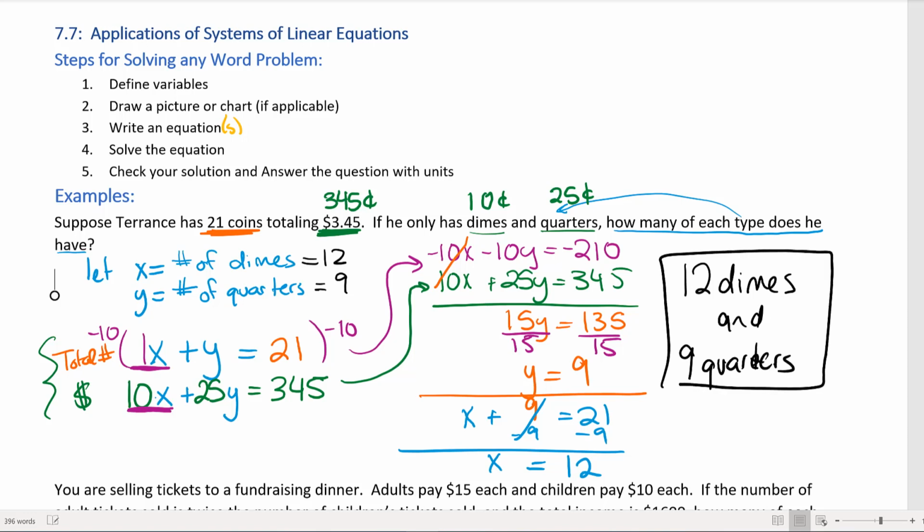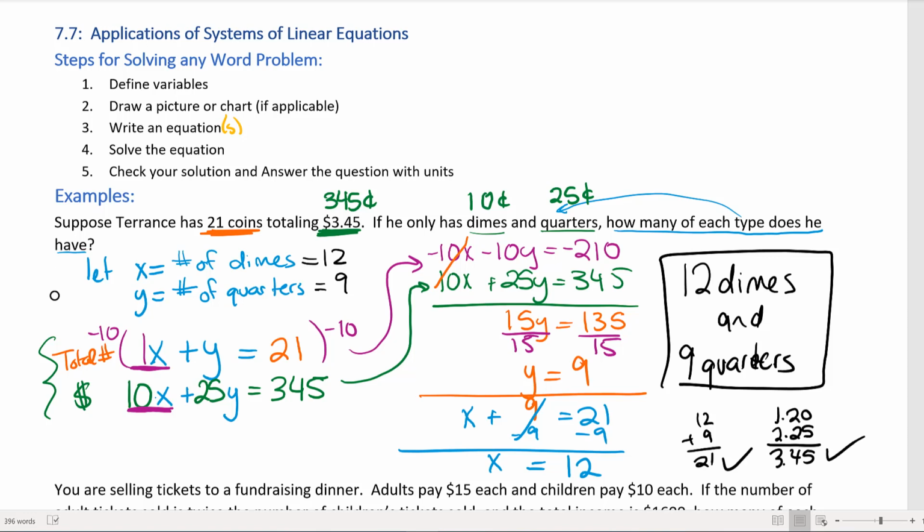This is my answer. If I want to check, I can go back and check with the words. Suppose Terrence has 21 total coins. Does 12 plus 9 equal 21? Yep, it does. Totaling $3.45. Well, let's see. If I had 12 dimes, that would be $1.20, right? If I had 9 quarters, that's $2 and then 1 quarter left over, 25 cents. If I add this up, I get $3.45. That's exactly what I wanted.